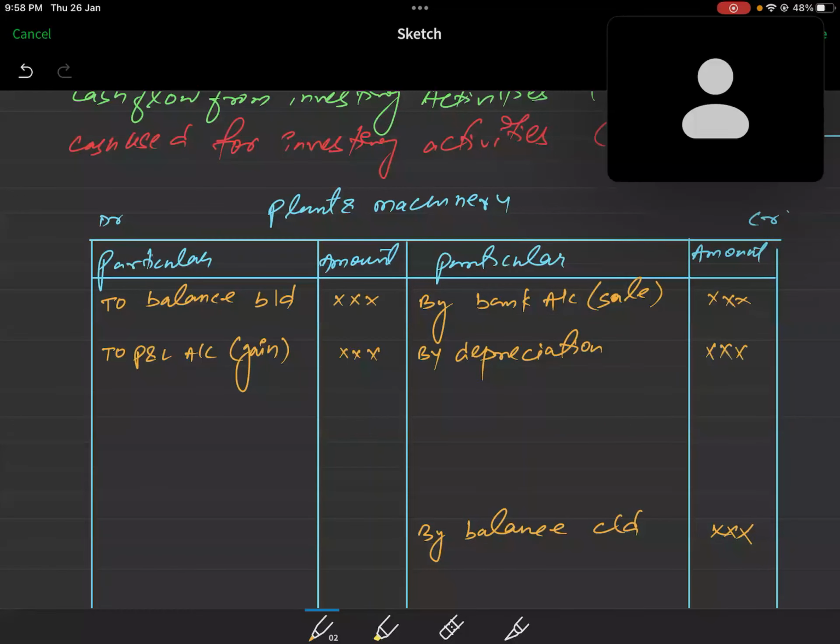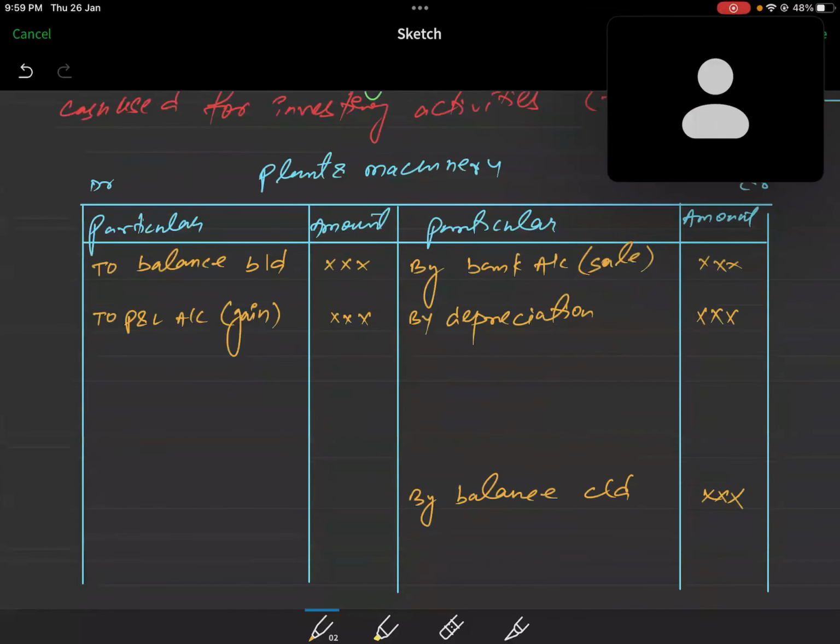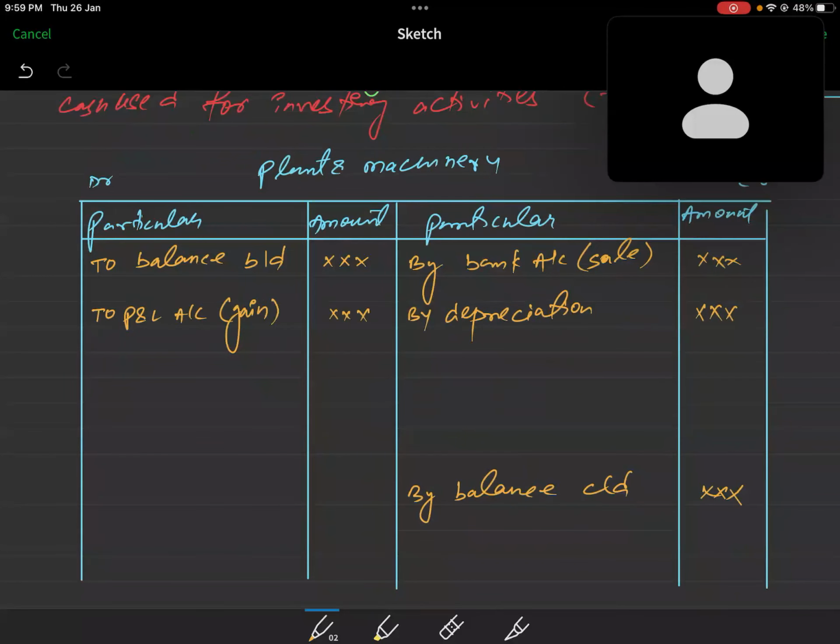All right. Okay, so this is how we prepare the particular account. Now, at the time of finalizing and closing this account, there is a possibility that both the sides are not tallying. Both the sides are not equal. Actually, one more thing. When we sold the machine having a book value of 30,000, we managed to sell the machine at 50,000. That means we have generated a profit of 20,000.